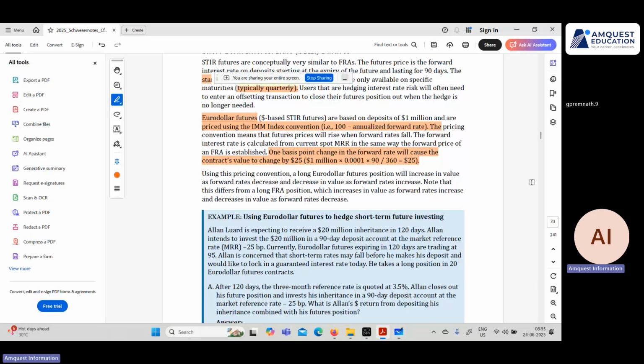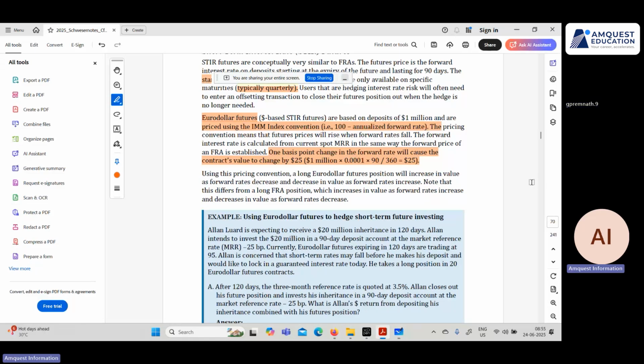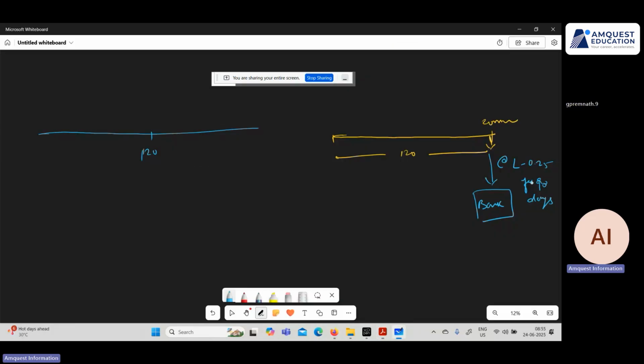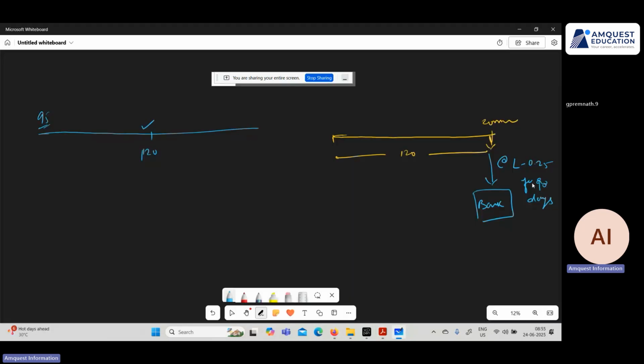Okay. And then it says, currently, the Eurodollar futures expiring in 120 days are trading at 95. So he is now thinking about the whole timeline where this is 120 days. Alan is concerned that short-term rates may fall before he makes his deposit and would like to lock in a guaranteed interest rate today. So what he's saying is, since he wants to invest at L minus 0.25, if L reduces, he will end up investing his money at a lower LIBOR rate, and hence he wants to lock in the price today.